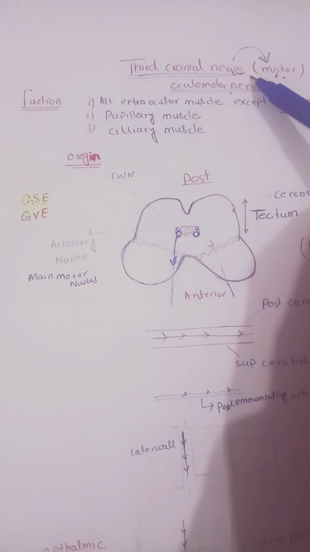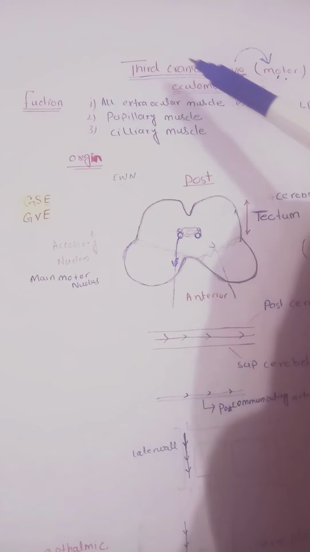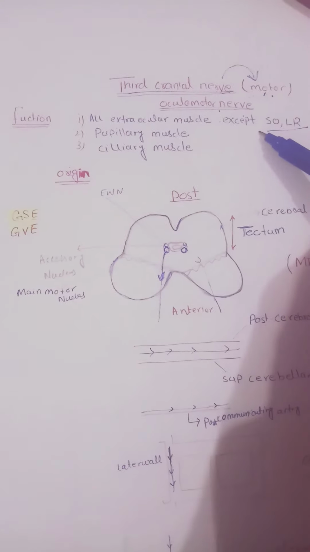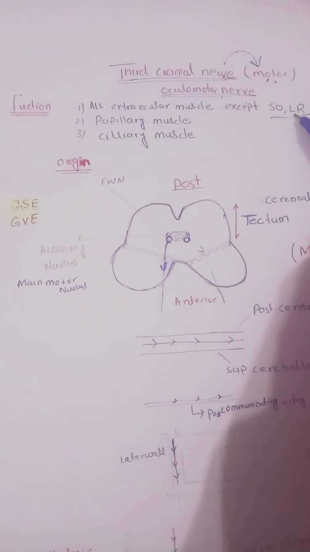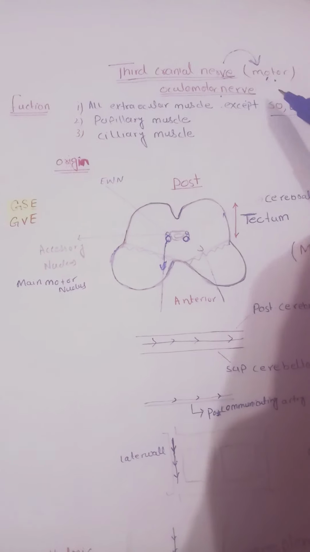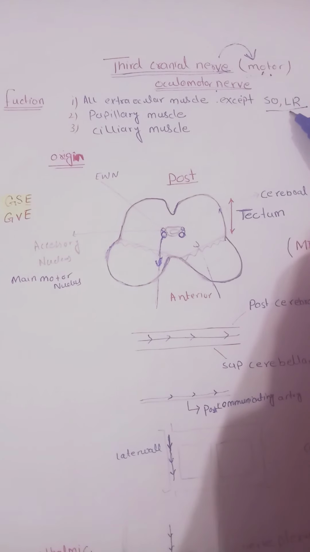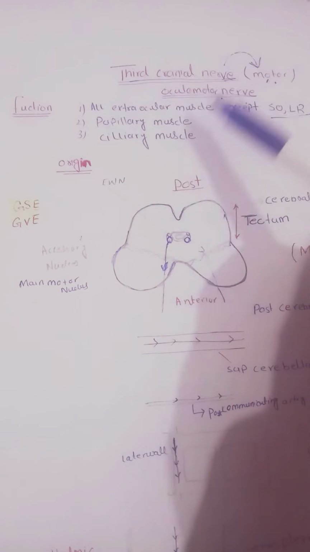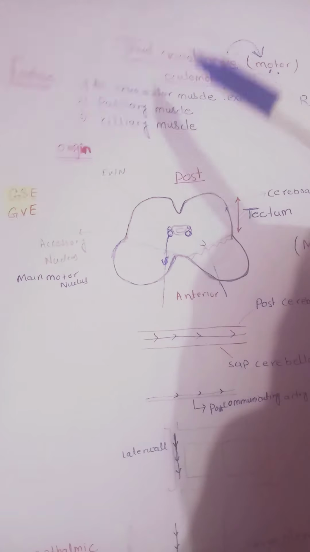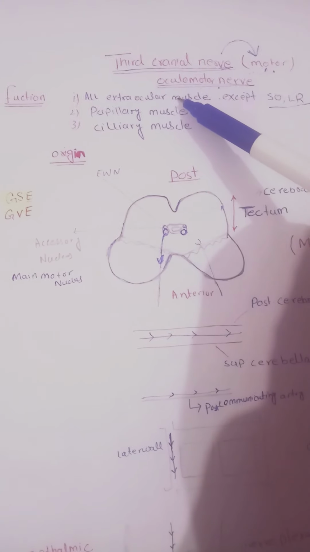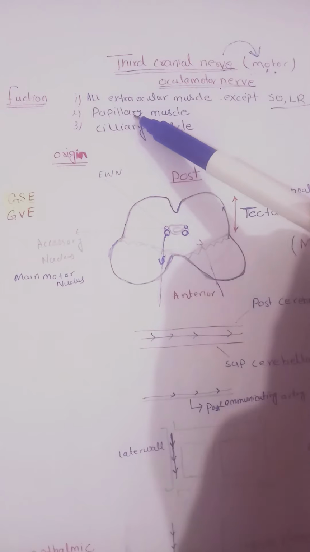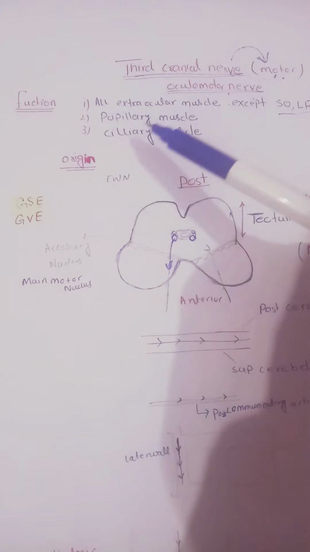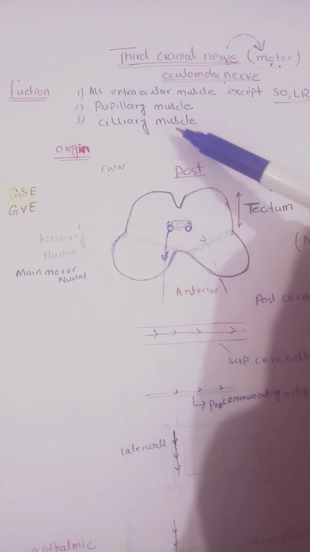The main function of the third cranial nerve is to supply the extraocular muscles of the eyeball except the superior oblique and lateral rectus. The superior oblique is supplied by the fourth cranial nerve and the lateral rectus is supplied by the sixth cranial nerve. The medial rectus, the other recti, and the inferior oblique are supplied by the third cranial nerve. It also supplies the pupillary muscles, the sphincter pupillae, which constrict the pupil. It also supplies the ciliary muscles.